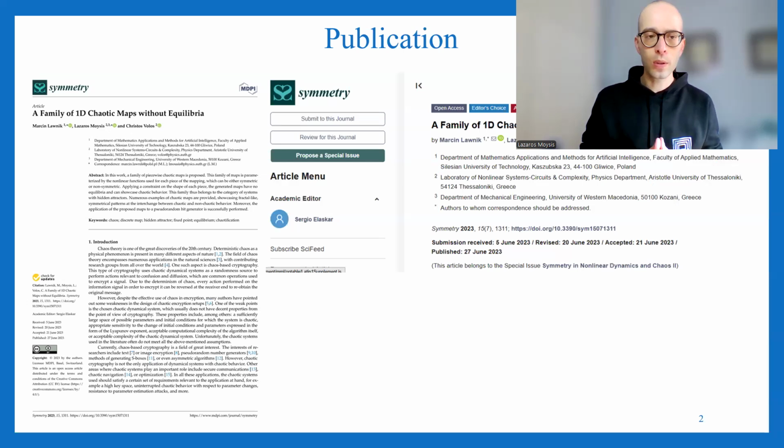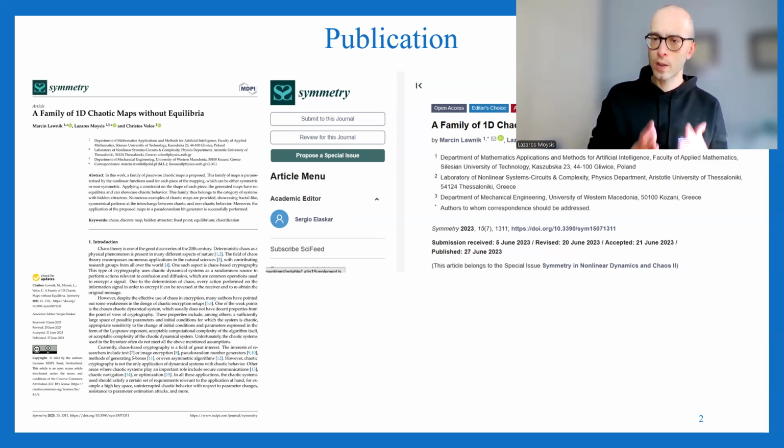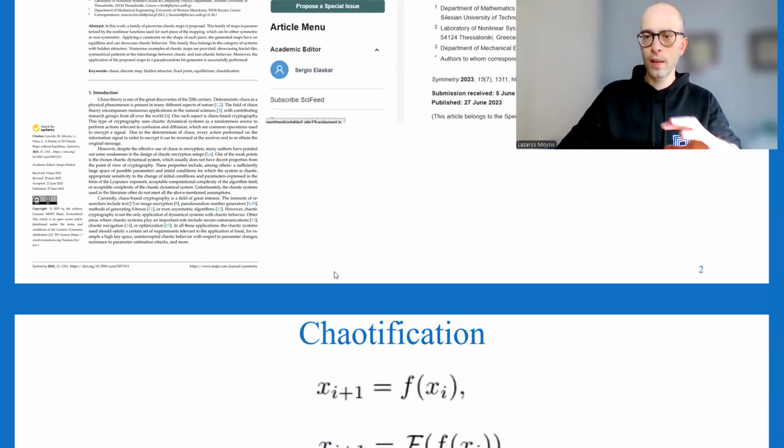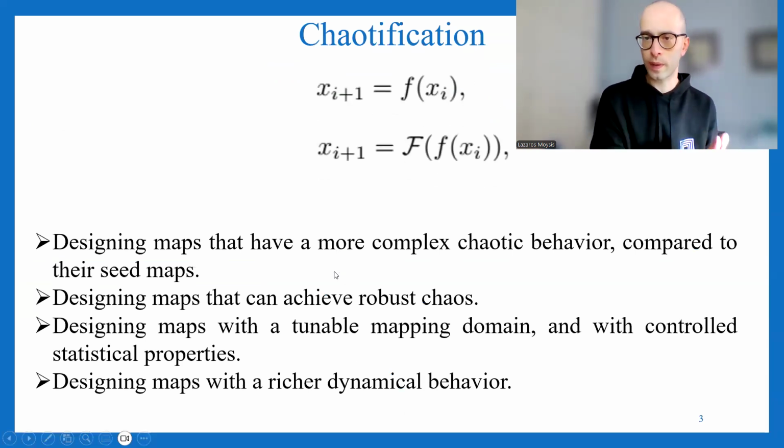So we are going to discuss a paper from a very recent publication in Symmetry. It's called "A Family of 1D Chaotic Maps without Equilibria". So again, we are talking about discrete time systems. And basically, this work falls under the scope of chaotification, okay?